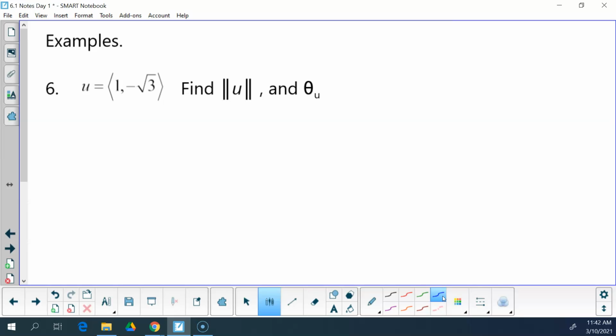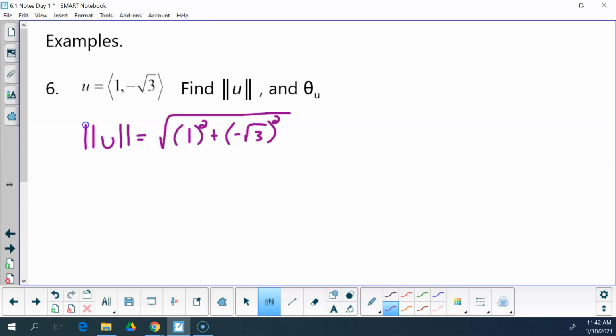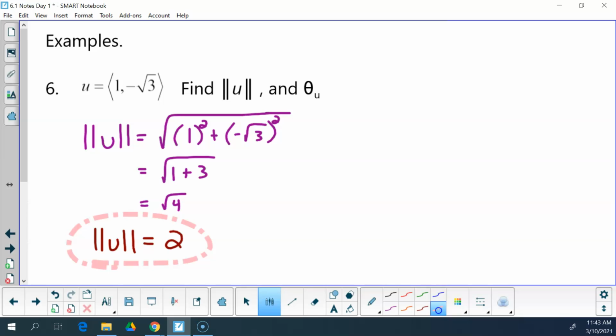So the magnitude will be the square root of 1 squared plus negative square root of 3 squared. That's going to be 1 plus 3. So that's the square root of 4. So the magnitude of u I get is 2. Do you agree? Okay. That's a good thing. Magnitude is 2.